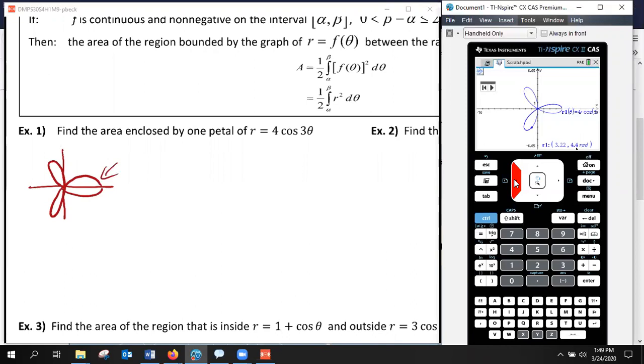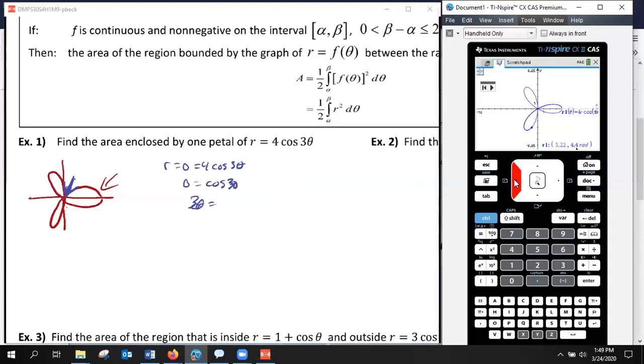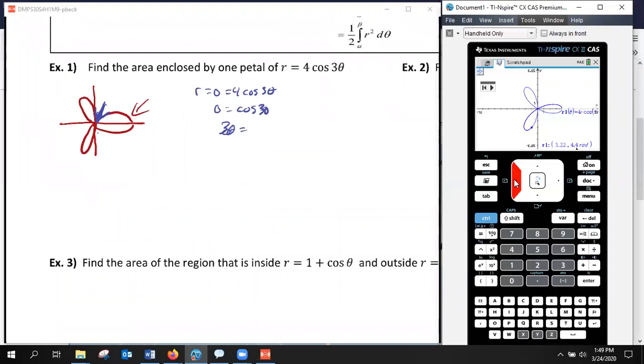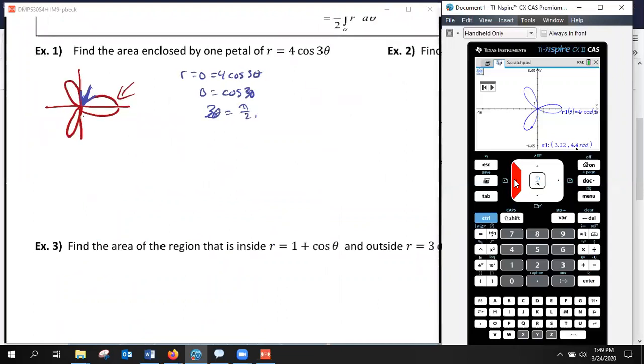One of the things we need to know if we're going to find the area of one petal is where the radius ends up being 0, because each petal is occurring where that radius equals 0. The first thing I'm going to do is say, where does r equal 0, which is 4 cosine of 3 theta. So 0 will equal the cosine of 3 theta. And where does cosine equal 0? 3 theta will equal the inverse cosine of 0, which would be pi over 2, 3 pi over 2.